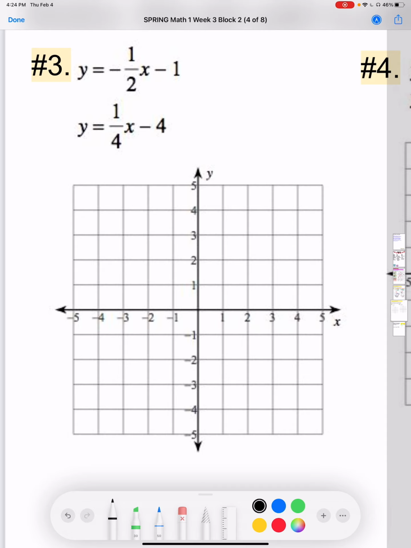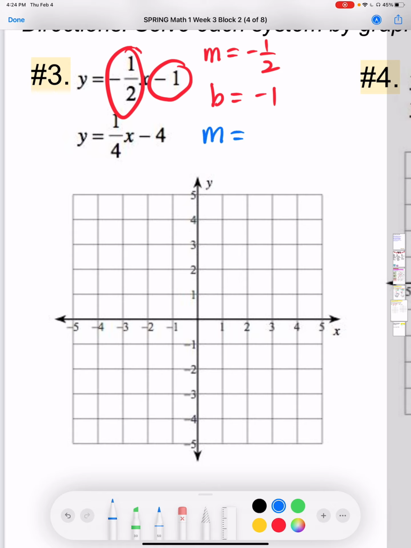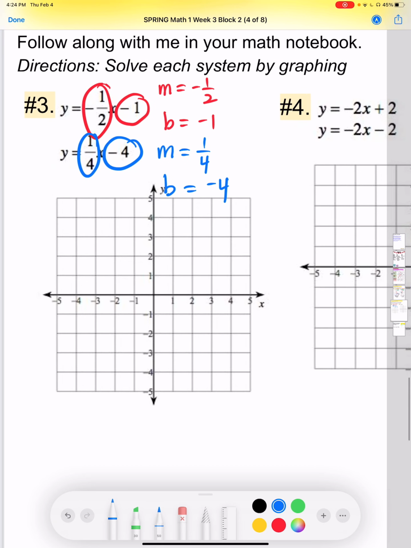For the first one, we have y equals -1/2 x minus 1. Again, I'm going to label. So my first one, I'm going to find my slope, find my y-intercept. I'm changing my colors. I'm going to use the same red color for my first equation. All right, so my first slope is -1/2. My y-intercept is -1. You do the same thing for my second equation. My slope is 1/4. My y-intercept is -4. So I'm going to go ahead and graph these.